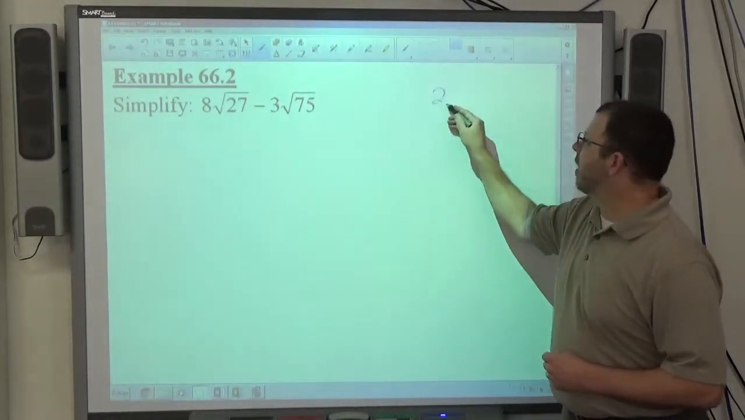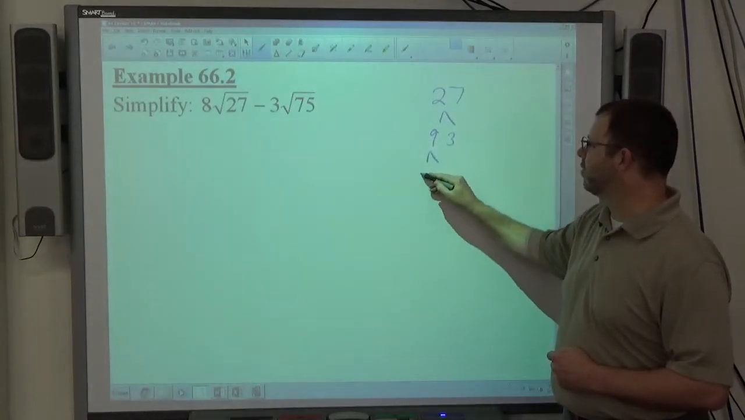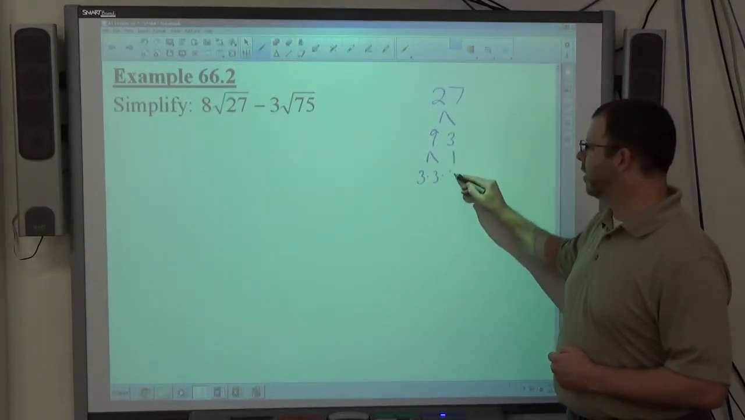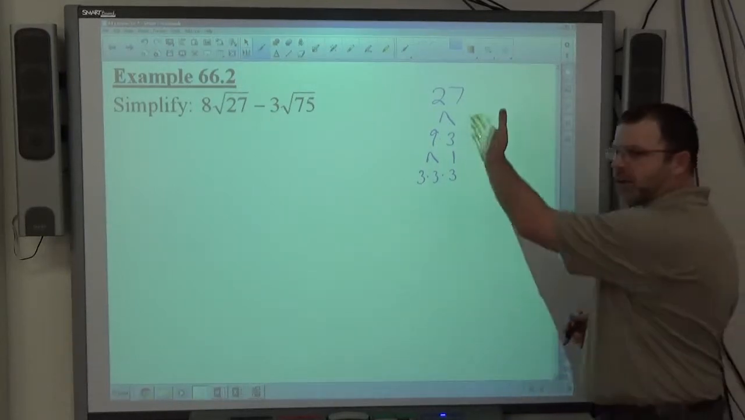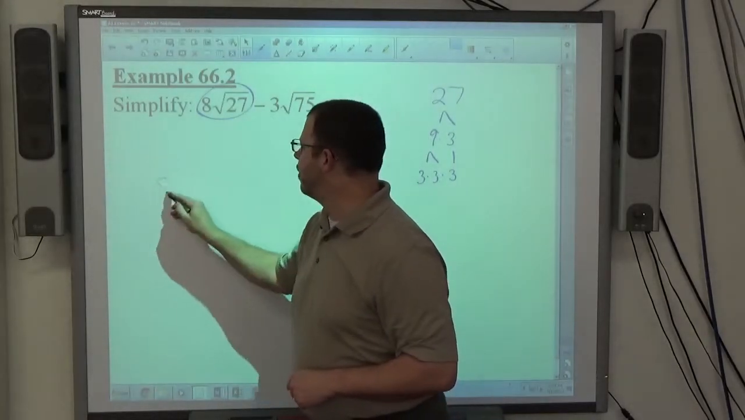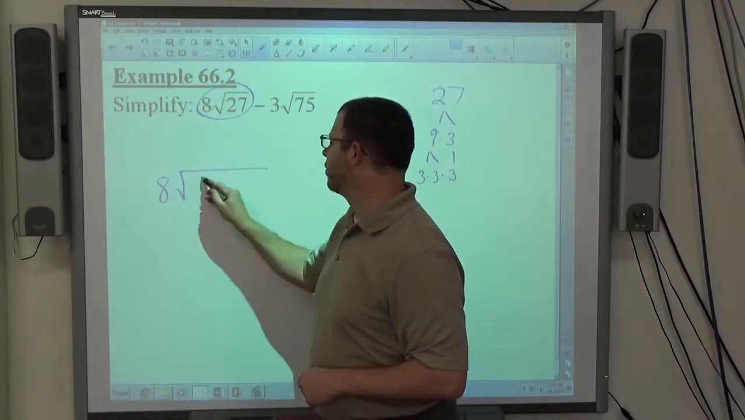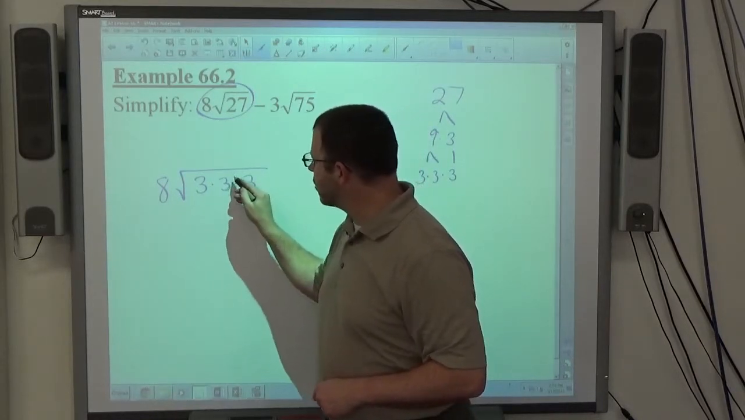If you don't know right off the bat that 27 is 3 times 3 times 3, you can do it in pieces, 9 times 3, and then 3 times 3 times 3. So either you can do it quickly or not. If you can't, again, a factor tree is always possible. But 8 times the square root of 27 can then be changed into 8 times the square root of 3 times 3 times 3. And again, the requirement of a square root is a pair.